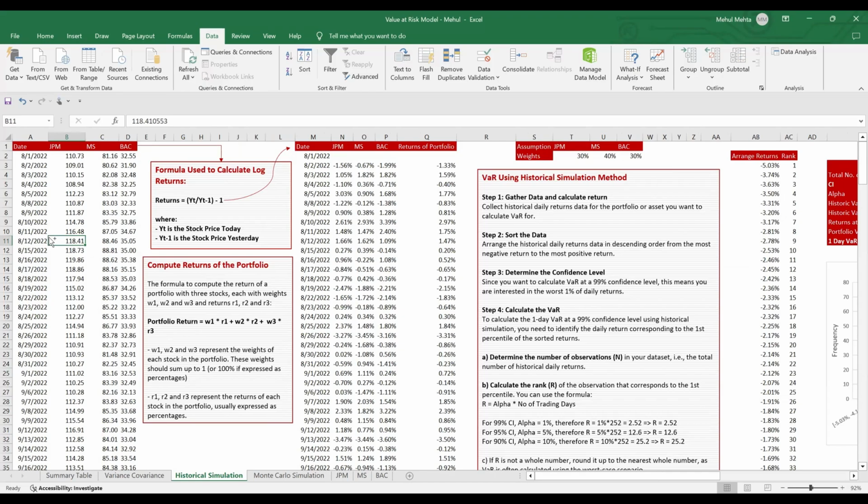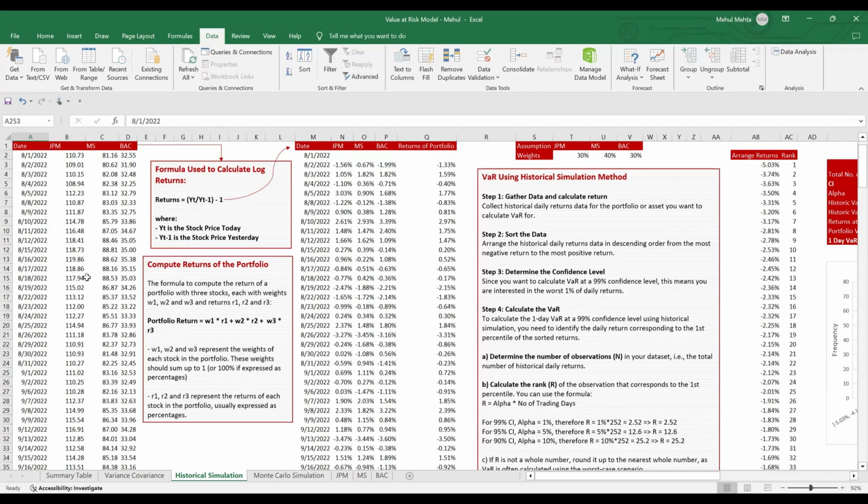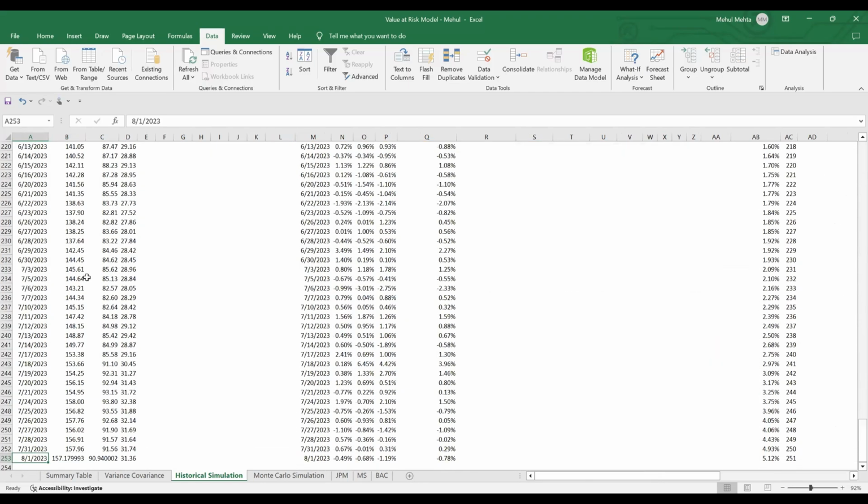So if you see, the first step that, as I said, we have to do is we need to gather the data. So in my portfolio, I've considered three stocks, that is JP Morgan, Morgan Stanley, and Bank of America. I've just downloaded the data from Yahoo Finance. So we have our data from August of 2022 till August of 2023.